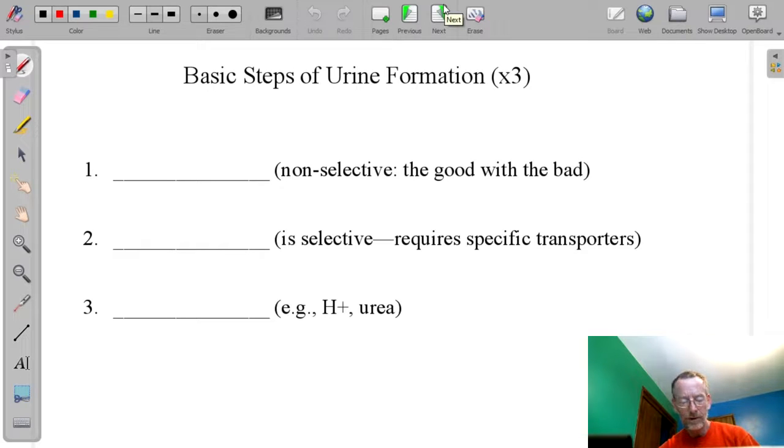So, we're talking about basic kidney formation and producing urine. Urine's produced in 3 basic steps, and we will look at these in sequence as we go through kidney function. So the first step is filtration.